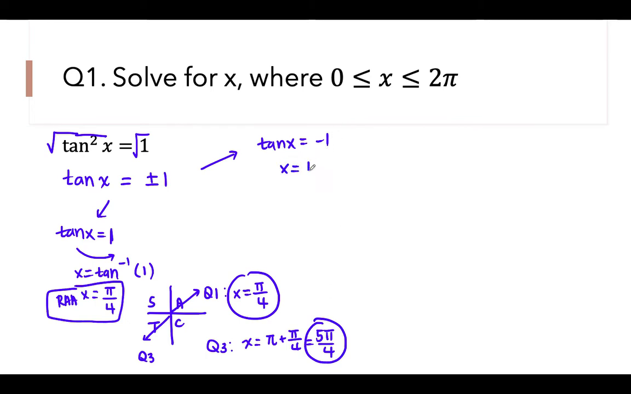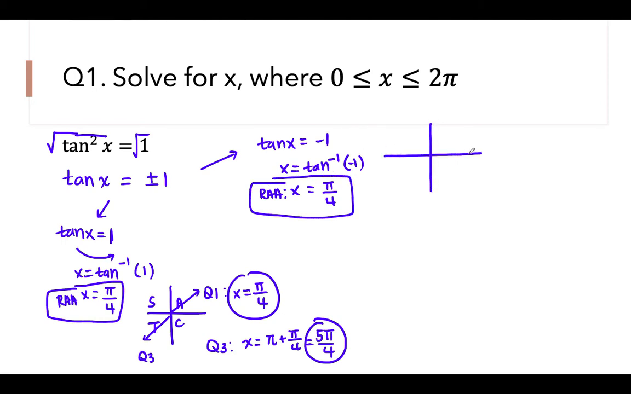Again, x is equal to the inverse tangent of negative 1. In this case you still get pi over 4, which is my related acute angle, less than 90 degrees. After you find the angle, let's do the CAST, C-A-S-T. Which quadrants would tangent give me a negative ratio? Negative is going to be in quadrant 2, since only sine can be positive there, and quadrant 4.